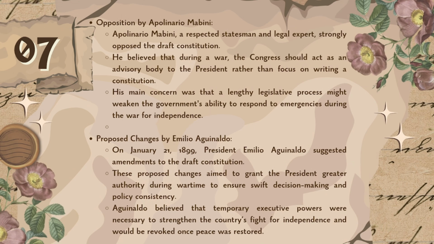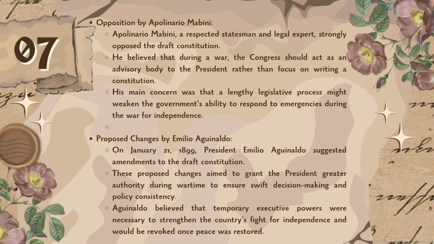Number 2 is Opposition by Apolinario Mabini. Apolinario Mabini, a respected statesman and legal expert, strongly opposed the draft constitution. He believed that during a war, the Congress should act as an advisory body to the president rather than focus on writing a constitution. His main concern was that a lengthy legislative process might weaken the government's ability to respond to emergencies during the War of Independence. Number 3 is Proposed Changes by Emilio Aguinaldo.